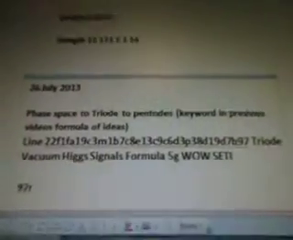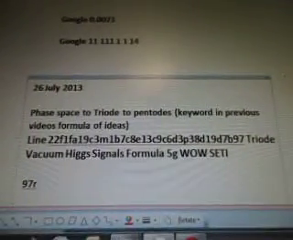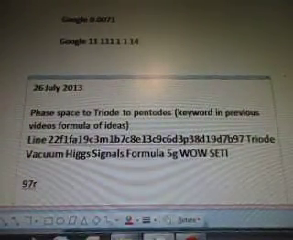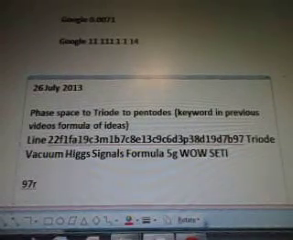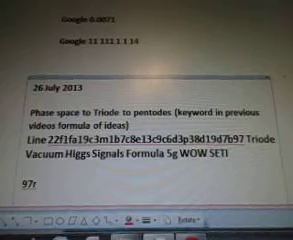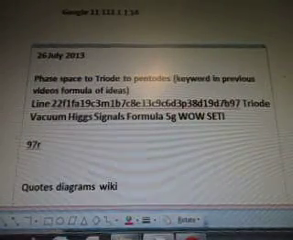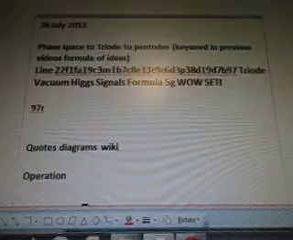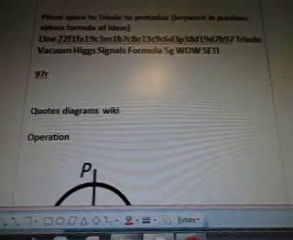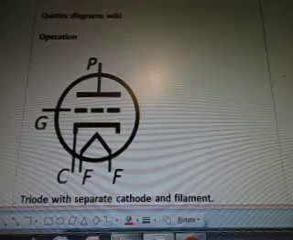So we're back to doing some research again. July 26, 2013, today's August 17th. This is about phase space to triode to pentodes. These were the keywords in previous videos, formulas. Line 22, 7B97 is triode vacuum Higgs signal formula. 97R, quotes and diagrams are from Wiki.